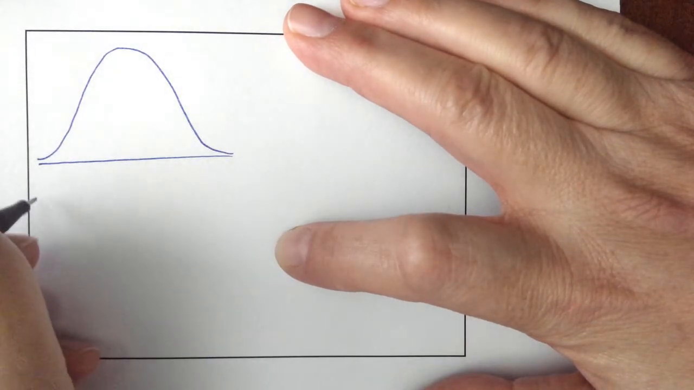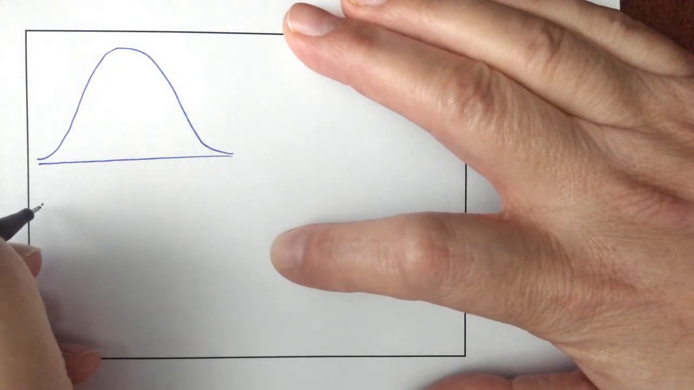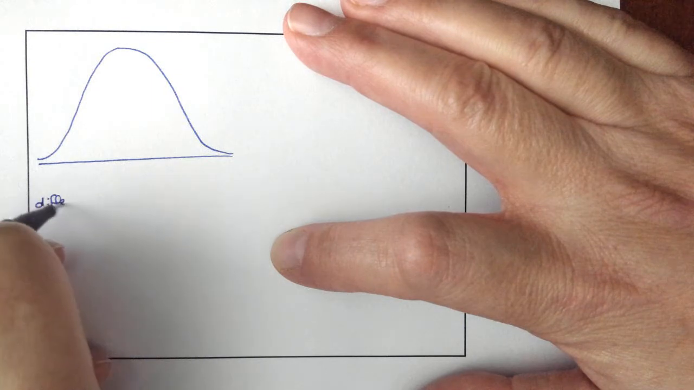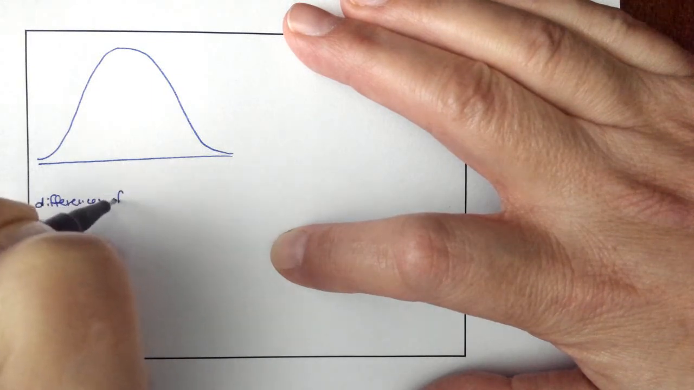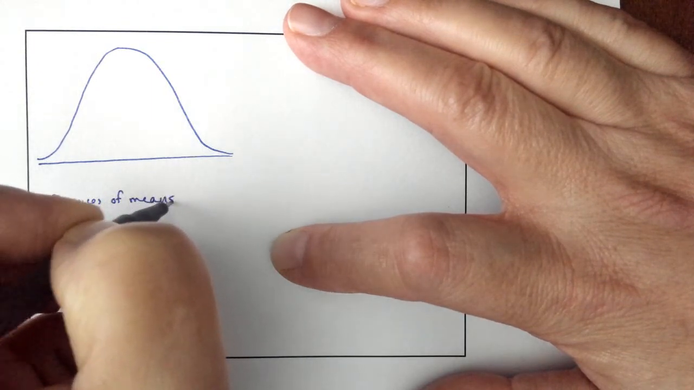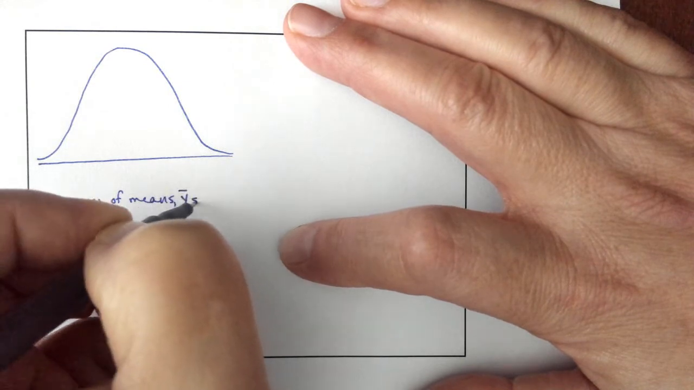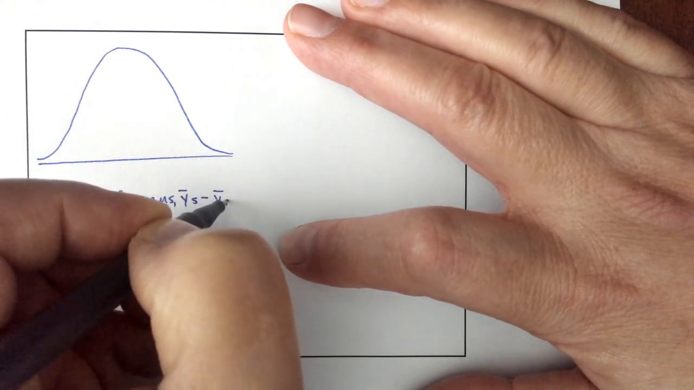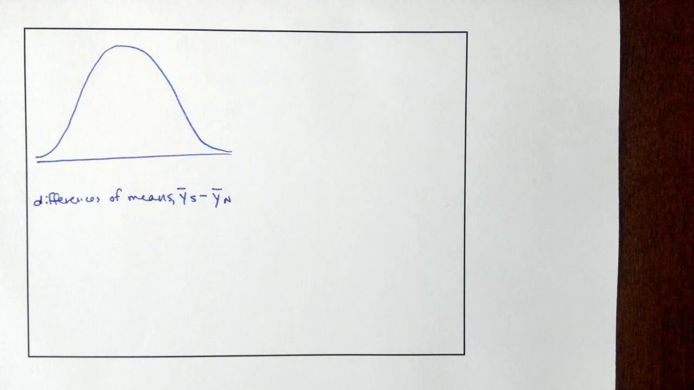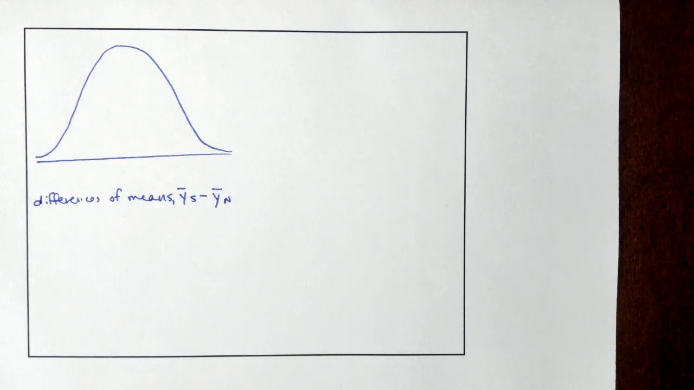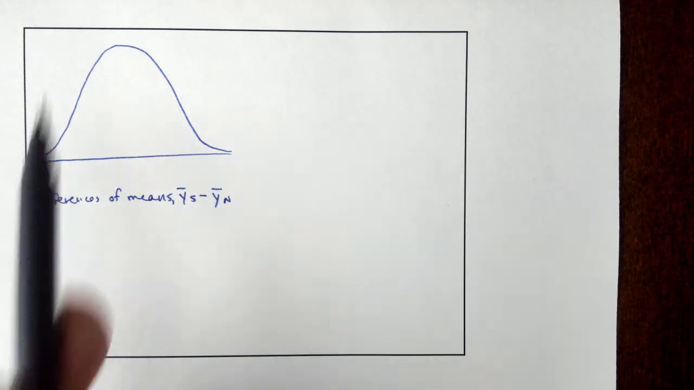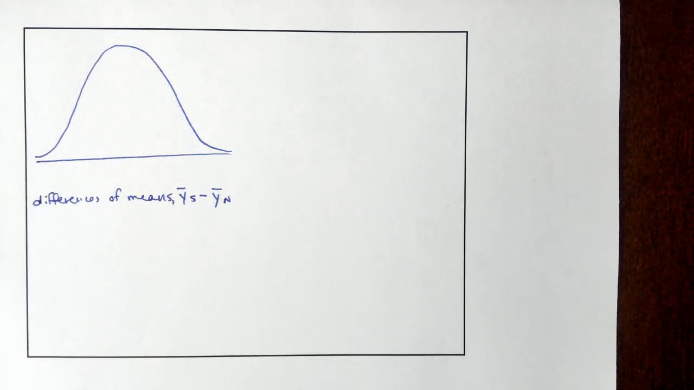So this is a picture of the differences of the means. Y bar smokers minus Y bar non-smokers. So if I found lots and lots of groups of smokers and non-smokers and sampled people and compared the differences in the means, I would get a picture that looks like this. All possible sample differences are in this picture.